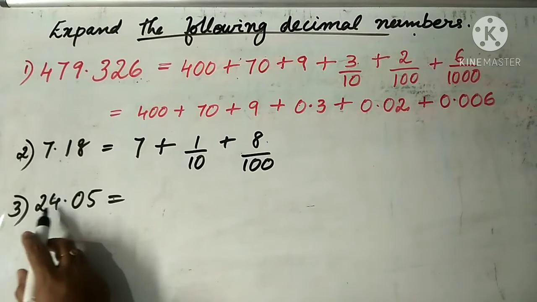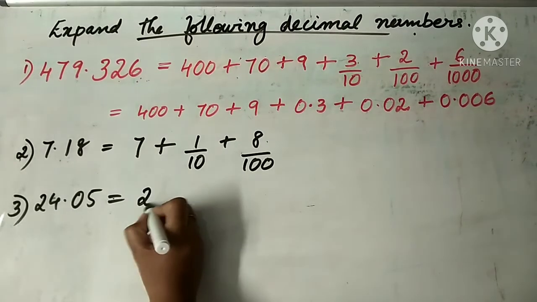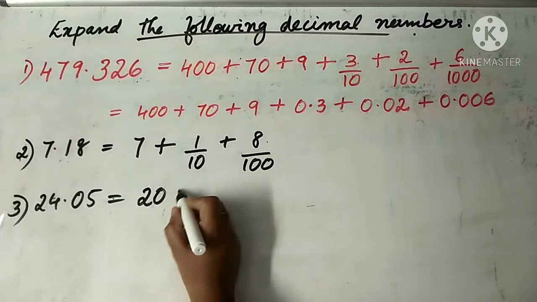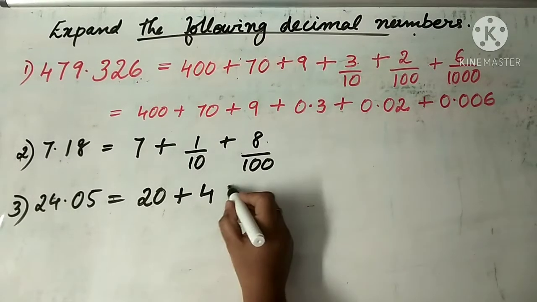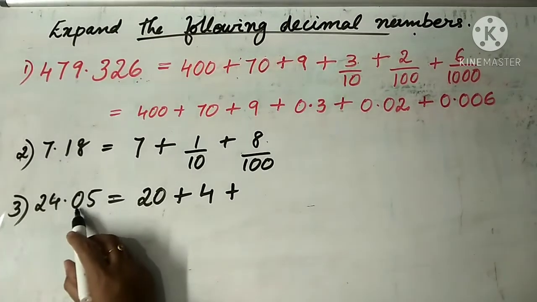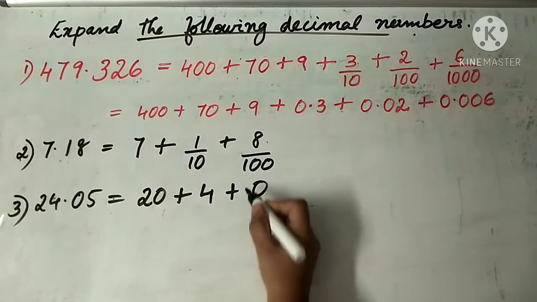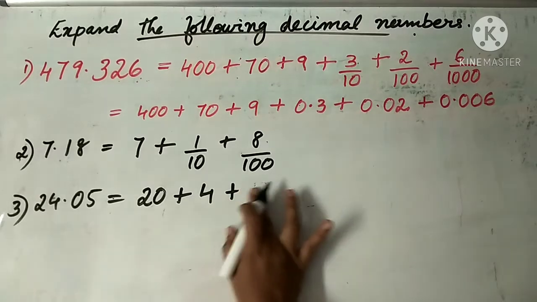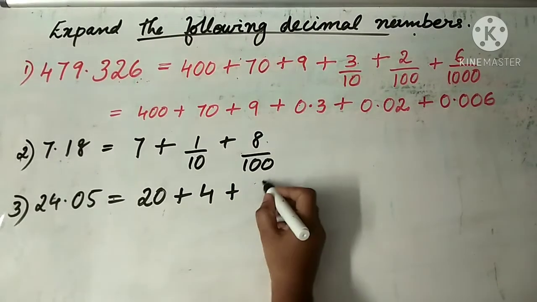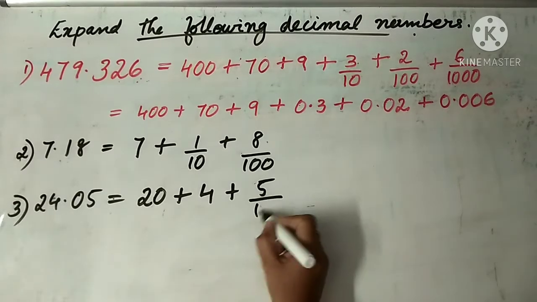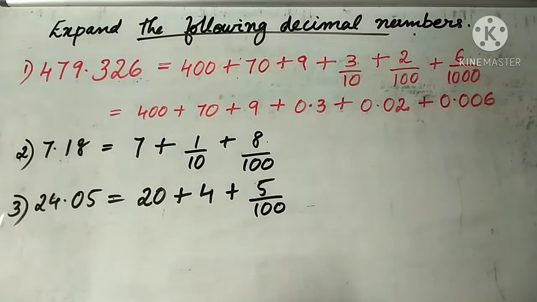Third question, 24.05. Ones, tens. So we write 2 is in the tens place, 20, plus 4 in the ones place. So 4 plus 0 in the 10th place. When it is 0, either you can write 0 or no need to write anything. Okay. So the next number is in the 100th place, so write 5 by 100.